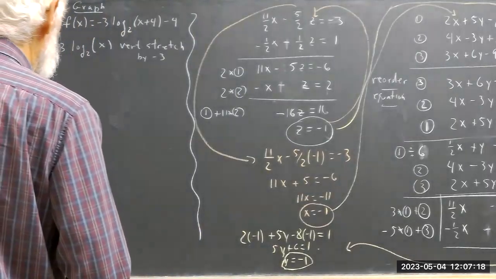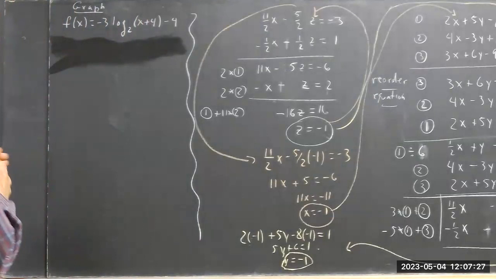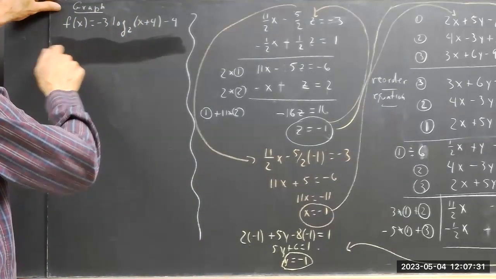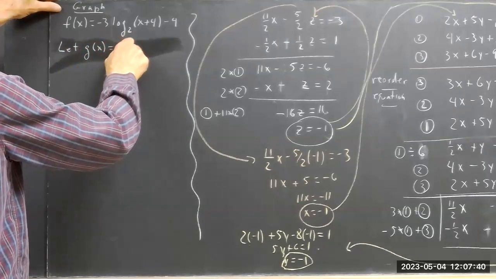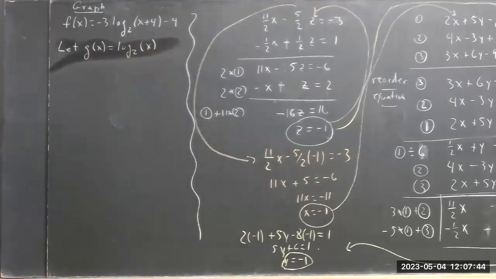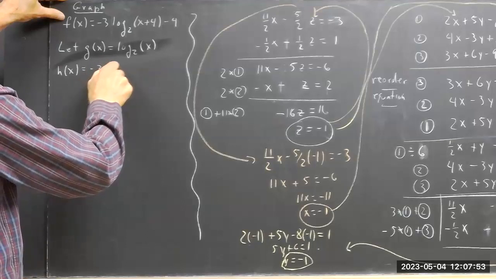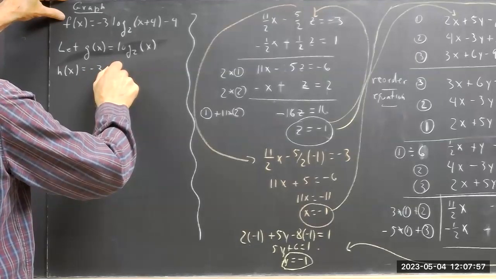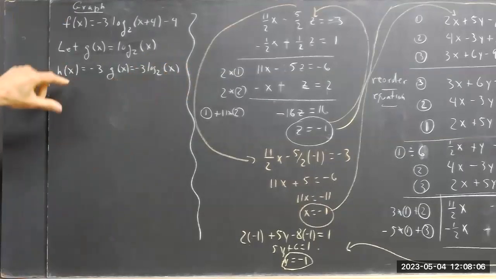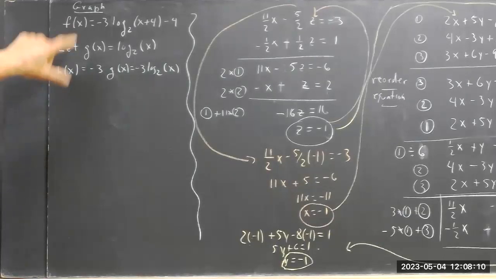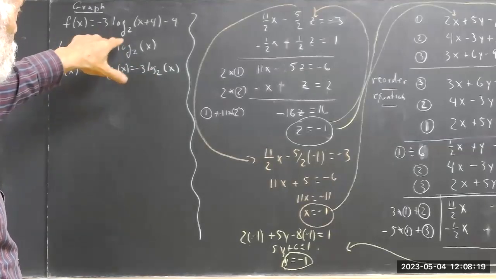So let's say that g of x is log base 2 of x. Then, we can use any letters we want, but I want to name these functions. h of x will be -3 g of x. And of course, that means we'd have a -3 log base 2 of x, right?